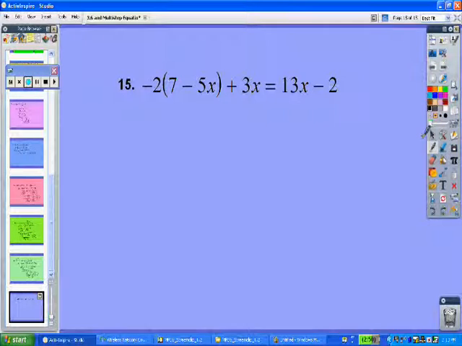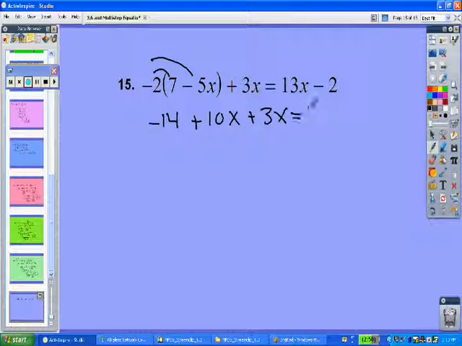Alright, now on to the last problem. Go ahead, copy it down and solve it. The answer, whenever you're ready, go ahead and hit play. Alright, I get negative 14 plus 10x plus 3x equals 13x minus 2.